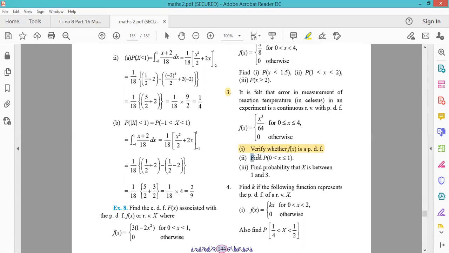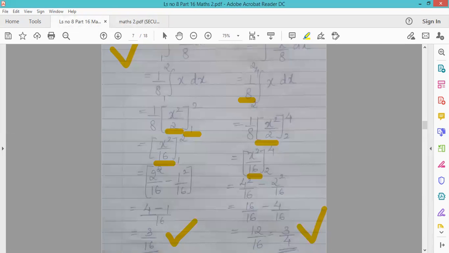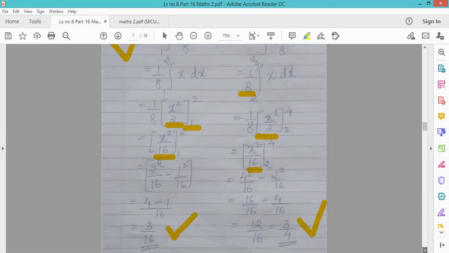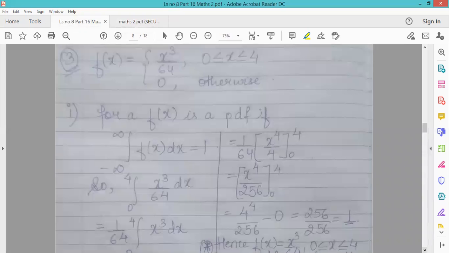Then you have to find the probability of 0 less than x less than or equal to 1. And then find the probability when x is between 1 and 3. So first आपको verify करना है and then you have to find the probabilities of both the questions asked. So let's see how to verify. तो verify के लिए हम क्या करते हैं class?